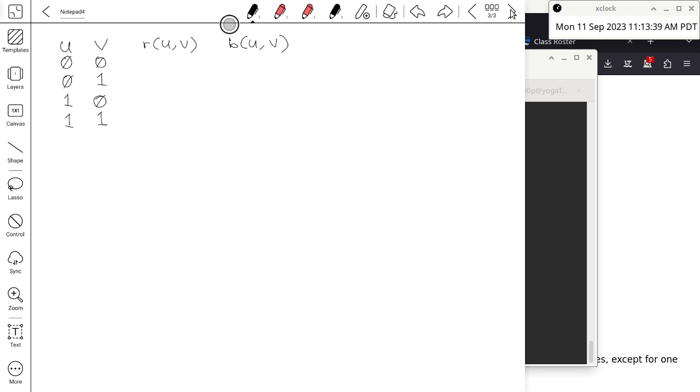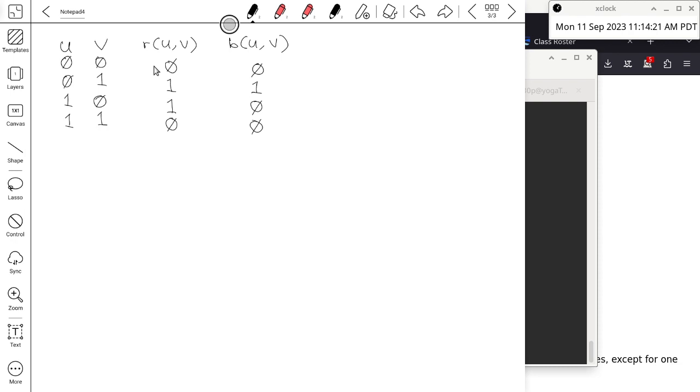All right, so what about r of u, v, r of 0, 0 in this case? What do you think that's going to be? Well, that's an easy one. 0 minus 0 has a result of 0. 0 minus 1 has a result of 1. 1 minus 0 has a result of 1. And then 1 minus 1 has a result of 0. Vaguely familiar. Okay, we'll get to that. What about the borrow? 0 minus 0 does not have a borrow. 0 minus 1 has a borrow. 1 minus 0 does not have a borrow. 1 minus 1 also does not have a borrow.